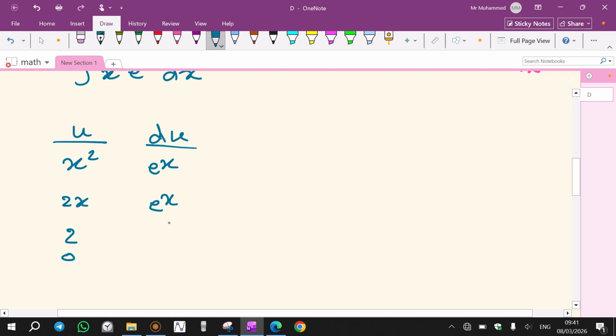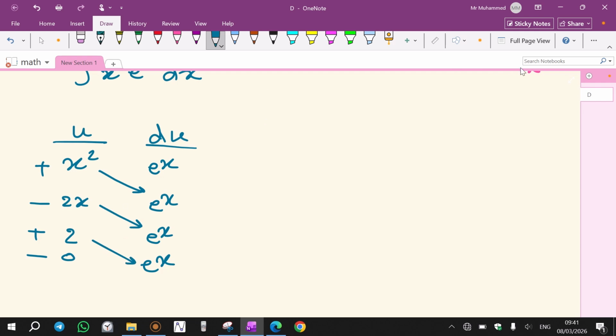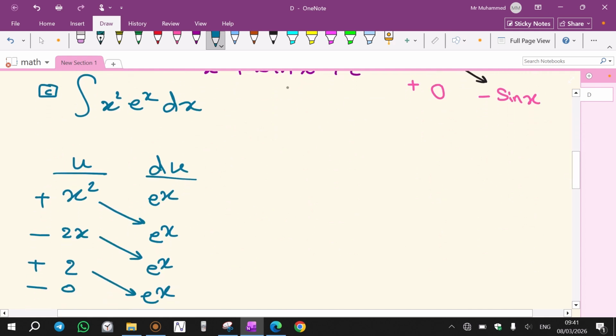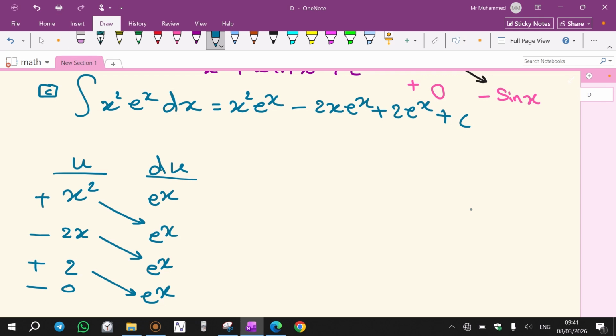The integral of e^x is e^x. Integral again, until we reach the 0. Now plus, minus, plus, minus. Multiply diagonally. We will have 3 terms. The result of this integral is going to be x squared e^x minus 2x e^x. Positive 2 times e^x will be plus 2e^x, and there's always plus c. This is the integral of part C.